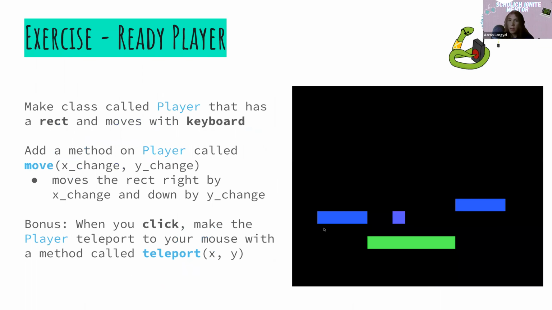So this is where we get into the next exercise, and we have plenty of time for this one, actually. This is going to be Ready Player. We're going to need you to make a class called Player, and this is going to have a rectangle that moves with your keyboard, so you're going to control it. If you did the platforms from last session, you have some rectangles and stuff like that. Maybe you want to try doing some sort of collision, so you can't move your character inside those rectangles. As a bonus, if I click, make my player teleport to that side of the screen.